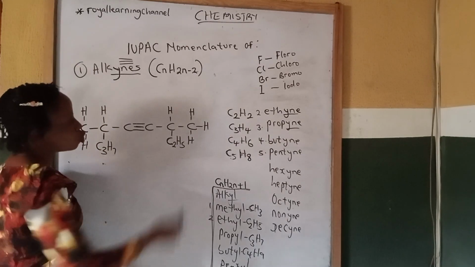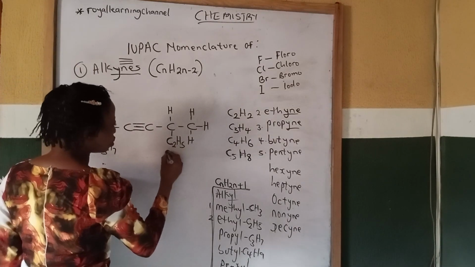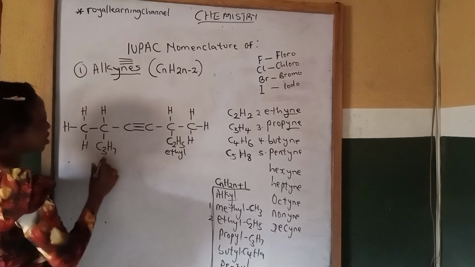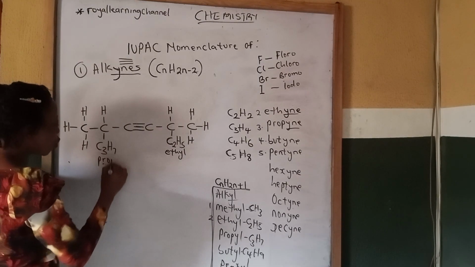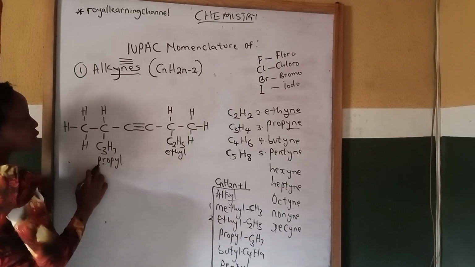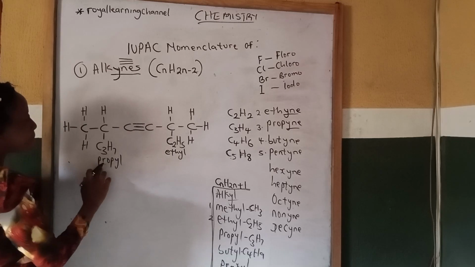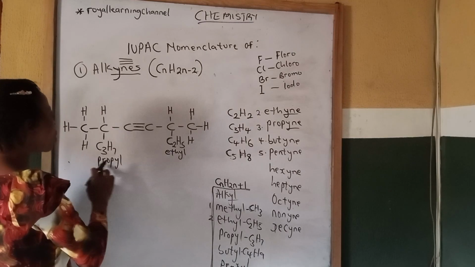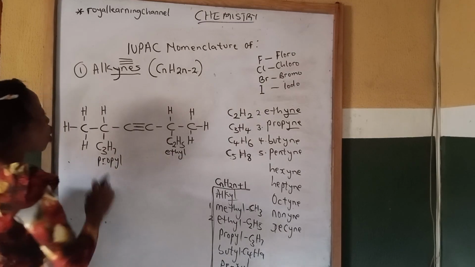Now, this one, C2H5 is ethyl, while C3H7 is propyl. Alphabetically, E will come before what? P. So E comes before P. So it shows that we are going to name our E first, before what? Propyl. Ethyl before propyl.